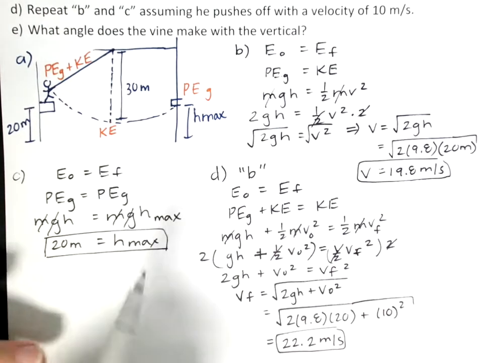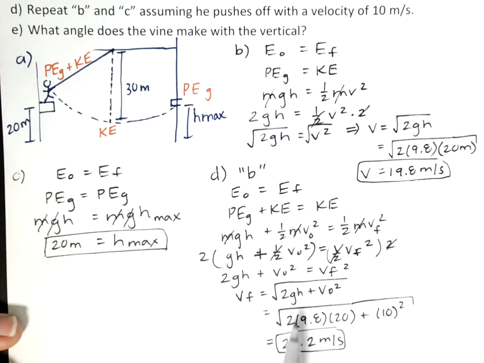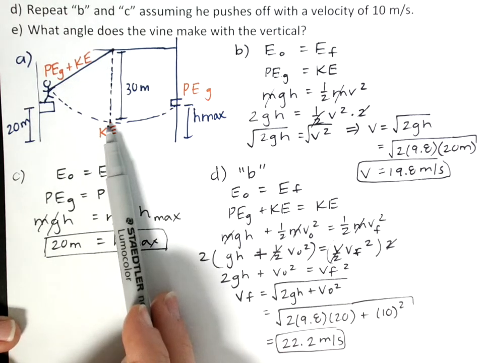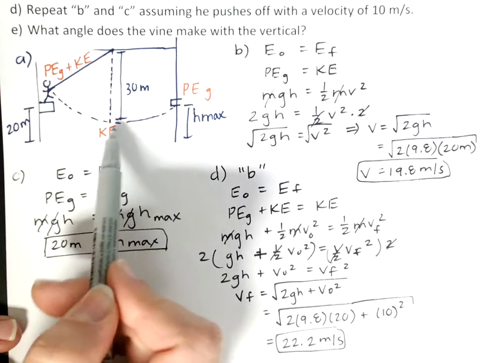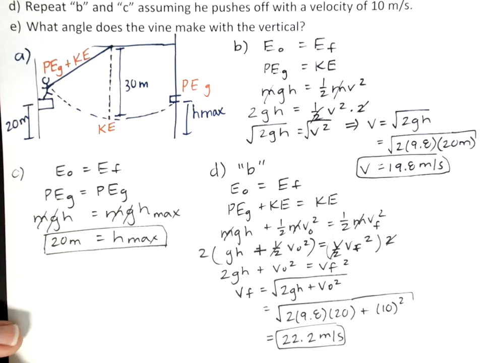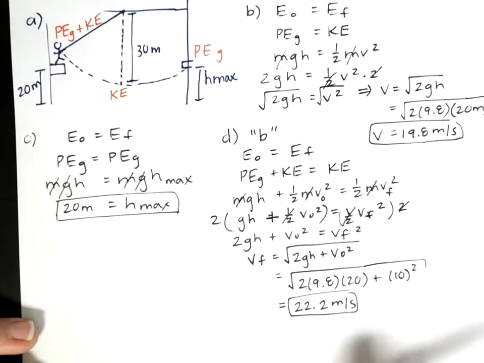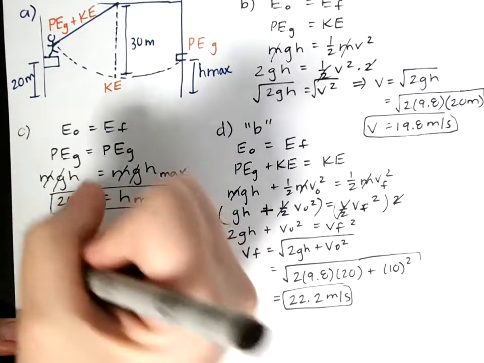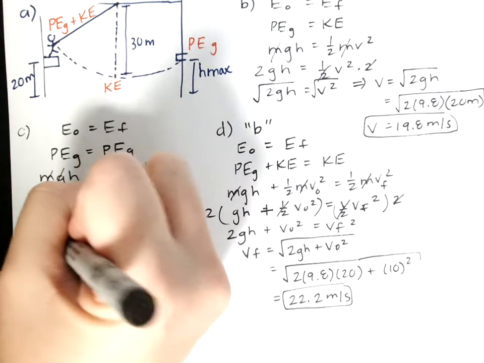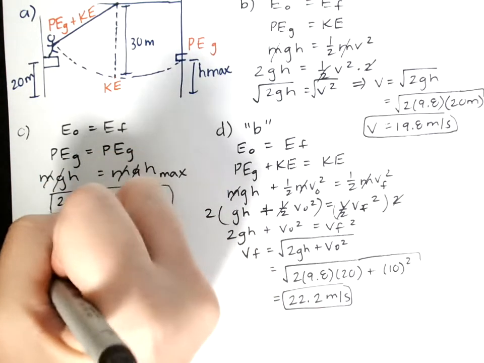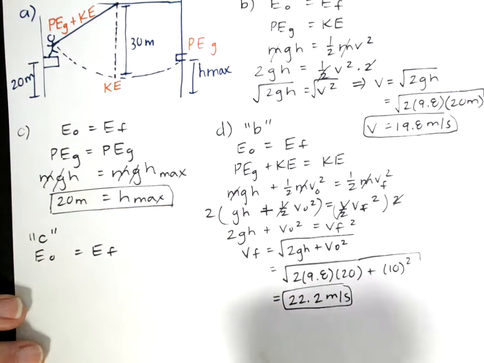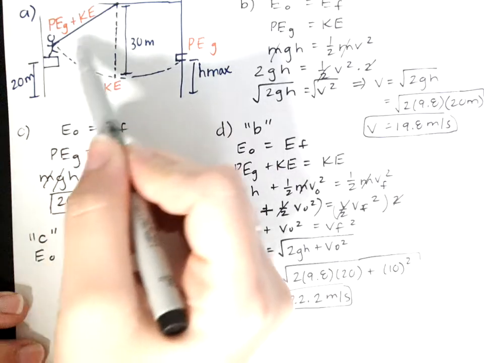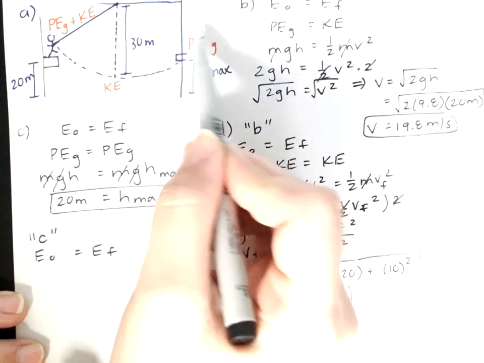You can see that given an initial velocity in this second scenario, he has a greater velocity at the bottom, which makes sense. Because he has more energy at the top now, he must have more energy at the bottom also. So let's go ahead and solve for C again, considering that he has an initial velocity. So this is our repeat C. Our energy initial is equal to energy final. Our initial position is going to be here, and our final position is going to be up here.